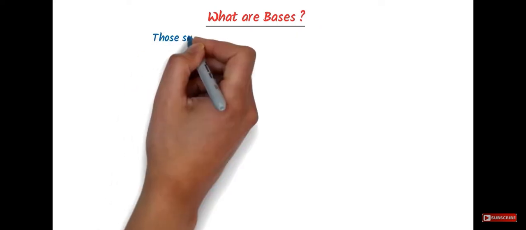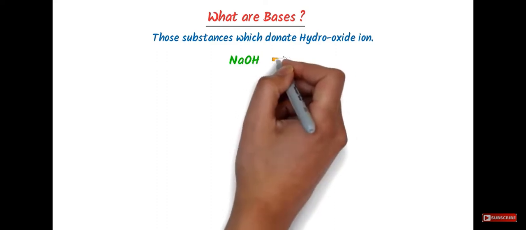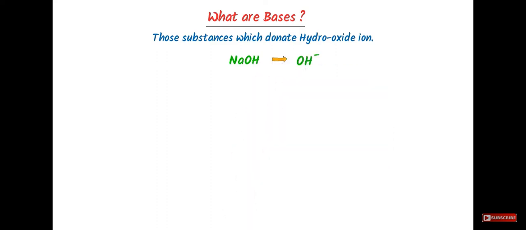The second main topic is, what are bases? Well, according to Arrhenius concept, those substances which can donate hydroxide ion are called bases. For example, consider sodium hydroxide. We know that sodium hydroxide can easily donate hydroxide ion, so we say that sodium hydroxide is a base.